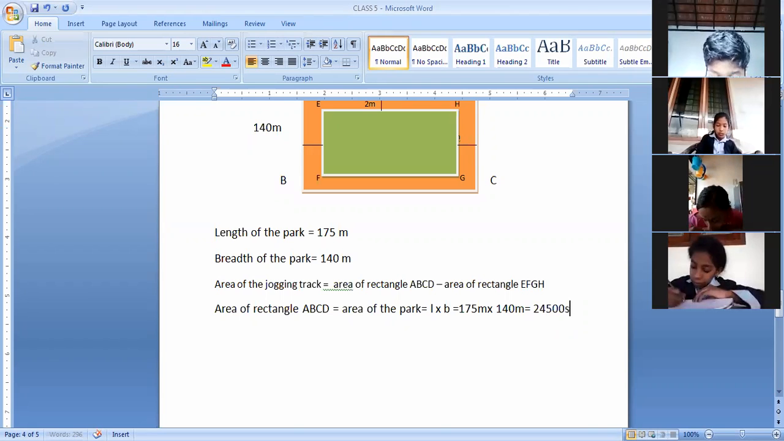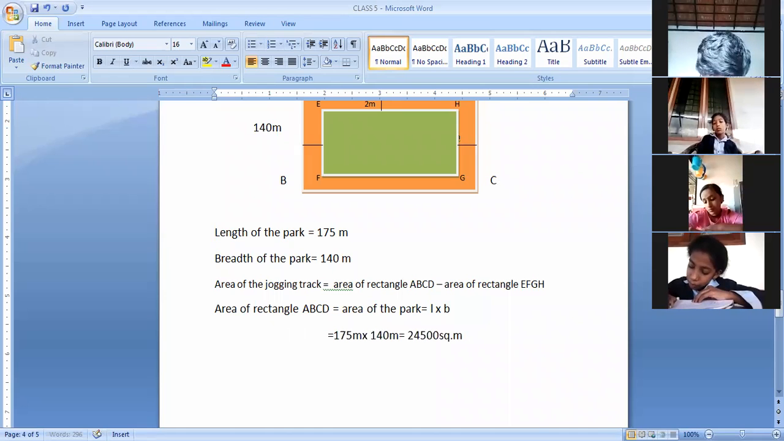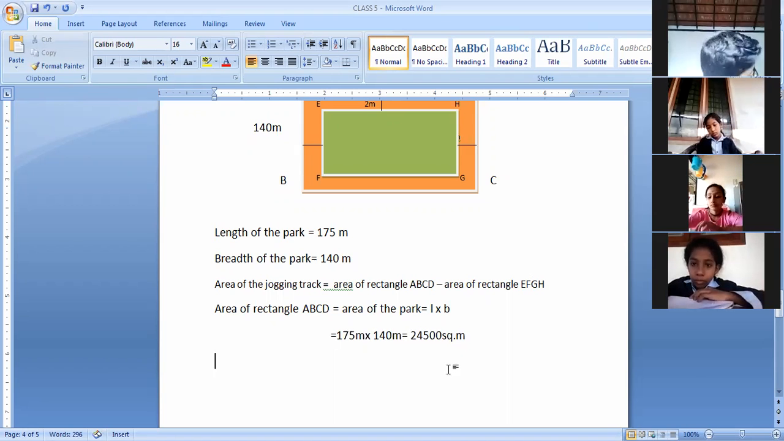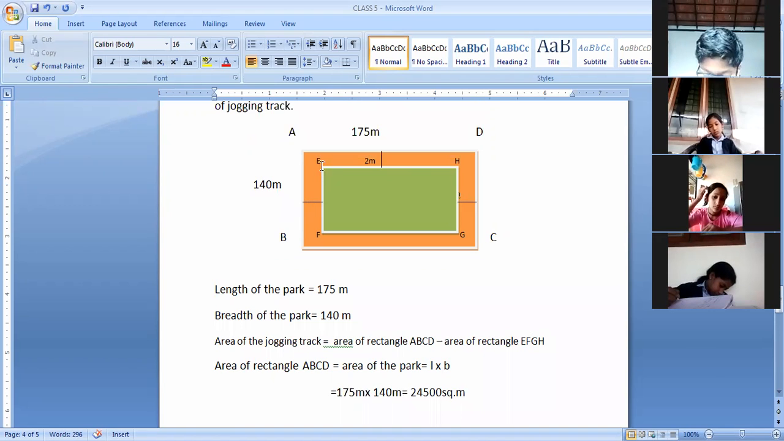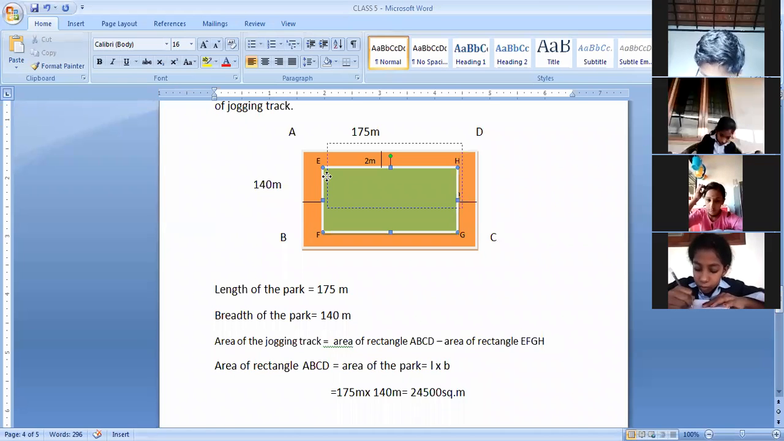24,500 square meter. That is the area of the rectangle ABCD, or the park. So finding the area of the park was easy, but we have a rectangle inside, right? EFGH. How can we find the length and breadth of that rectangle? Can you find it?